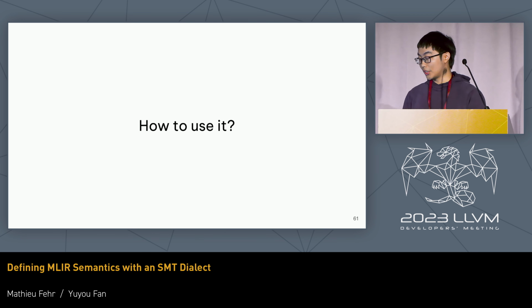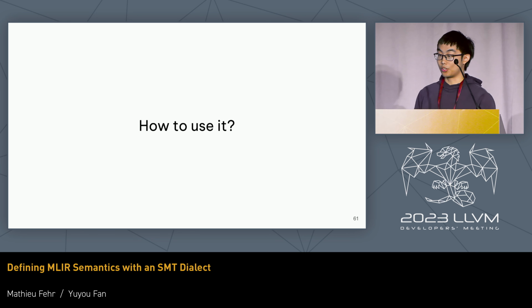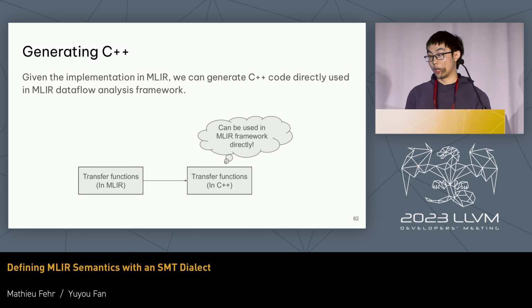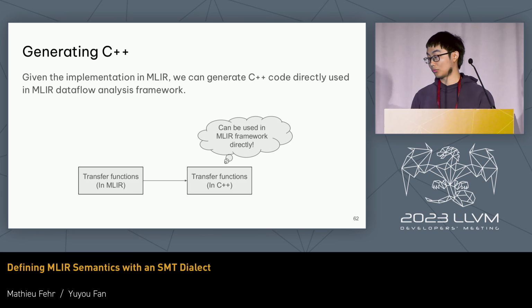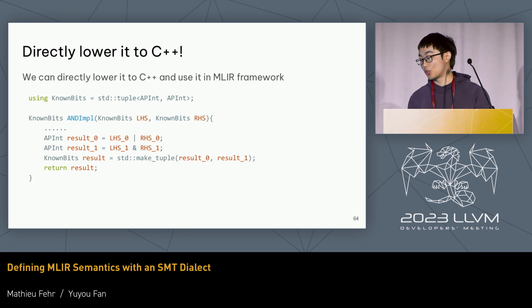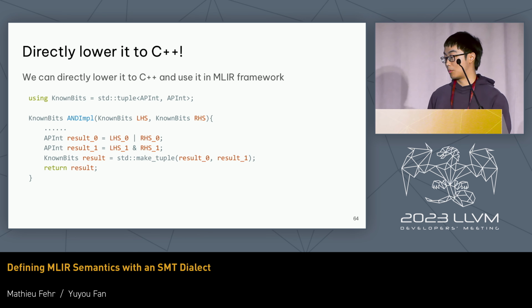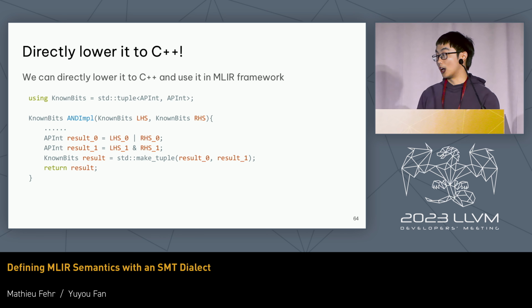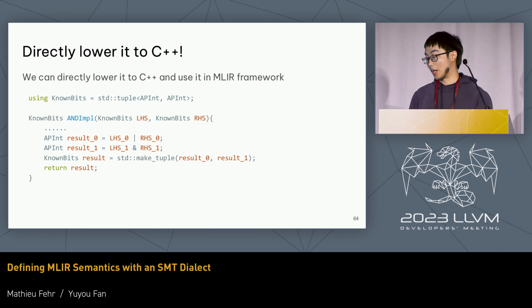Now, it comes to the last small question, how to use it. It's easy. Since we already have the transfer functions in MLIR, we can directly lower them to C++, and those functions can be directly used in the MLIR dataflow analysis framework. So this is still our implementation. By directly lowering it, we assume that known bits has a type, a tuple of APInts, and you can see it keeps the same function signature with operands of the type known bits, and it still performs the OR and AND operations on APInts and returns a make tuple.